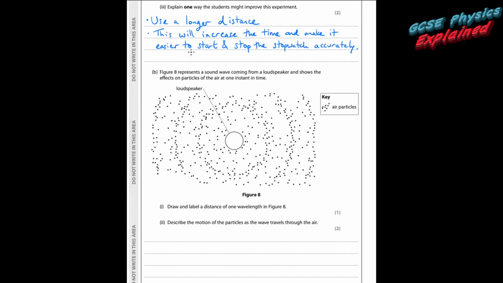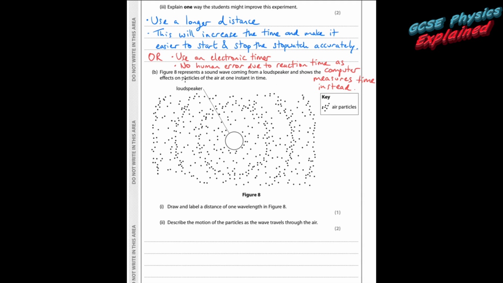Or use an electronic timer. So there's no error due to human reaction time because a computer is doing the measuring. Use an electronic timer so there's no human error due to reaction time as the computer measures the time instead.